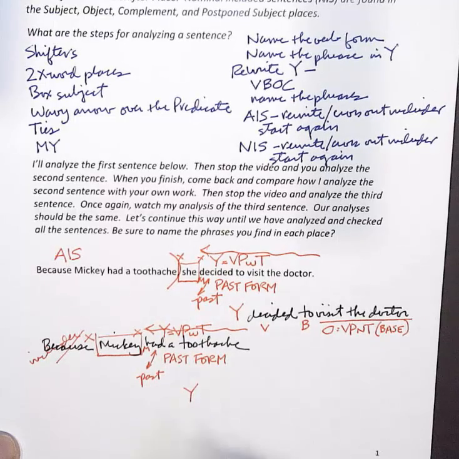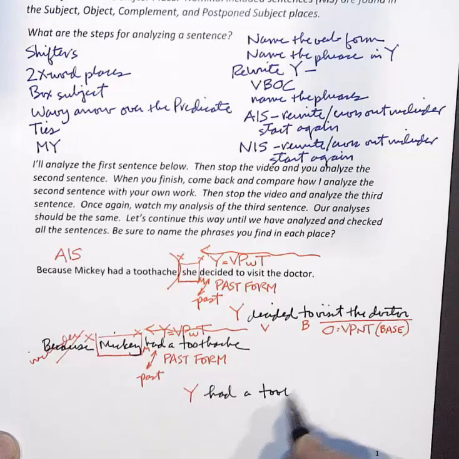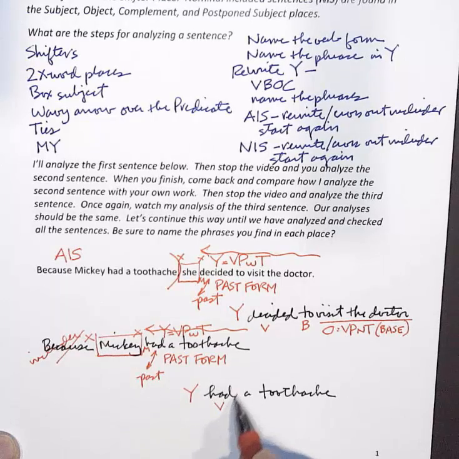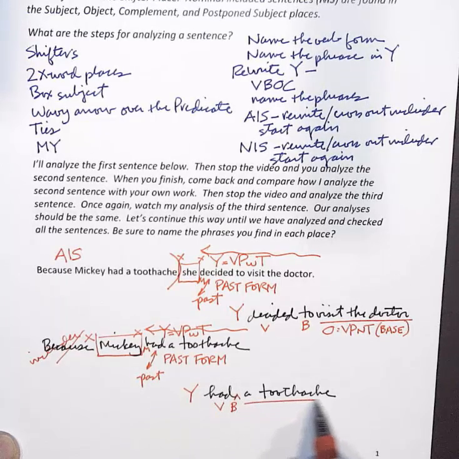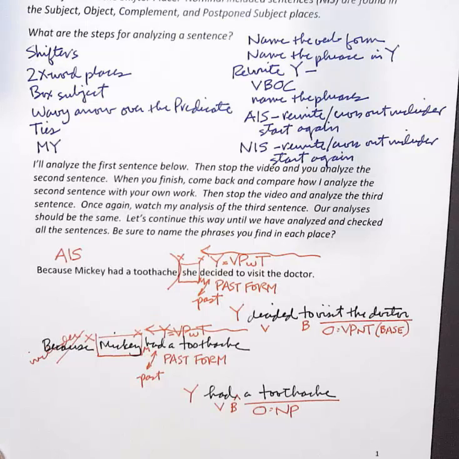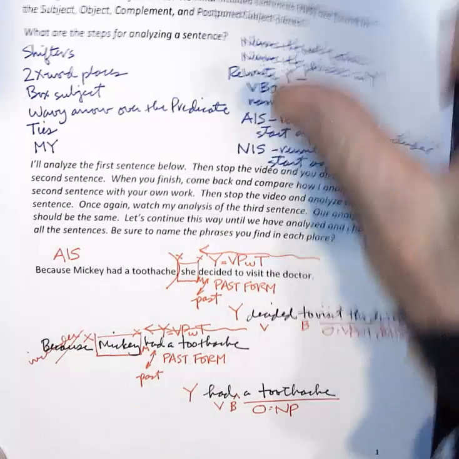Let me rewrite the Y. And actually, this is going pretty quick. Had a toothache. The verb is had. The particle place is empty. A toothache is the object. And that's a noun phrase. Great. That's the first one. I think we're going to see that the more we analyze sentences, the faster it gets. And it may be a little bit harder as we get towards the later steps, but that's because we haven't had as much practice with them as we had with the earlier steps. So please stop the video, take a look at the next sentence, and then come back.